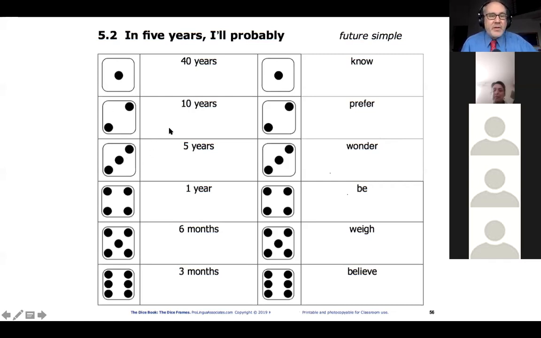In 10 years, I will weigh. How much will you weigh in 10 years? You don't actually have to say that. But it could be a good speaking task.